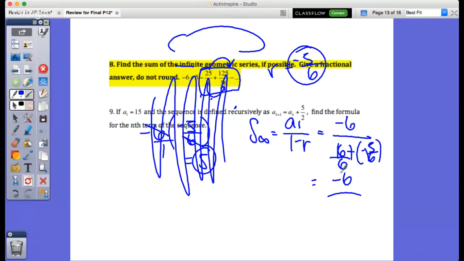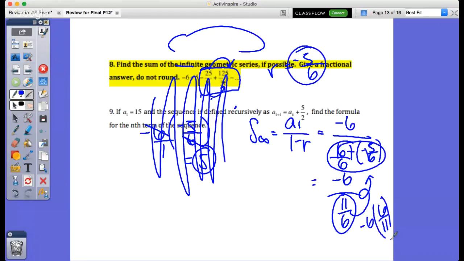Which would be 11 over 6, right? So how do I simplify that? You flip it and then multiply. Negative 36 over 11. Nice, that's exactly right. Good, Jacob. So negative 6 times 6 is negative 36. Divide that by 11. So we would just say it's negative 36 over 11.